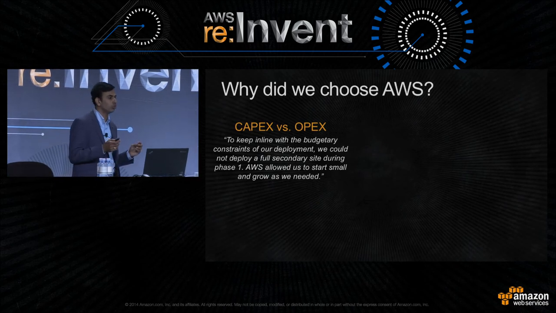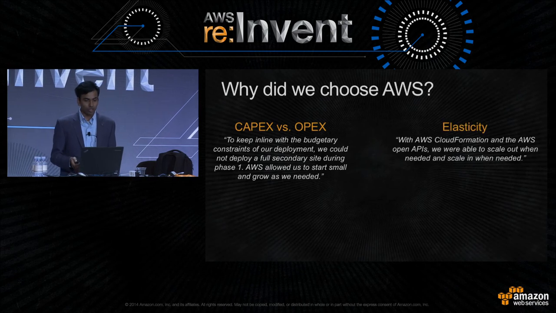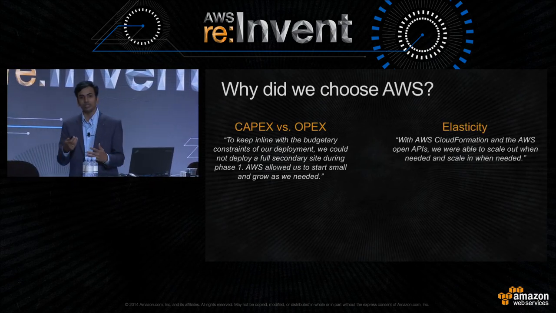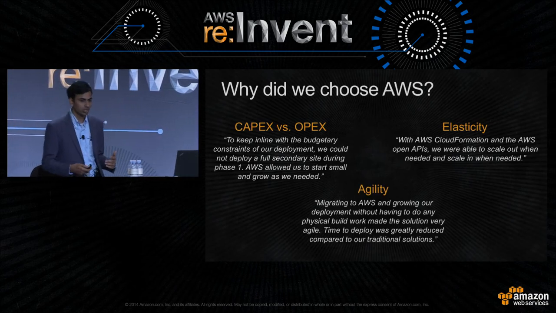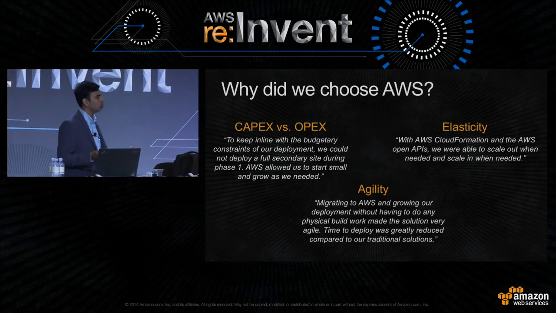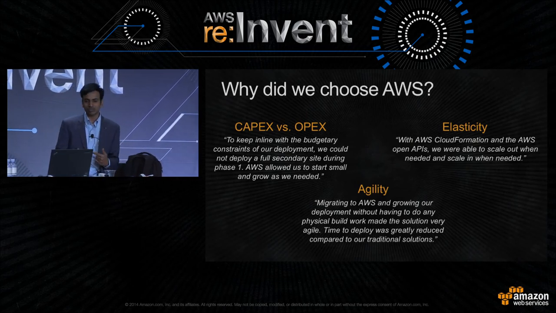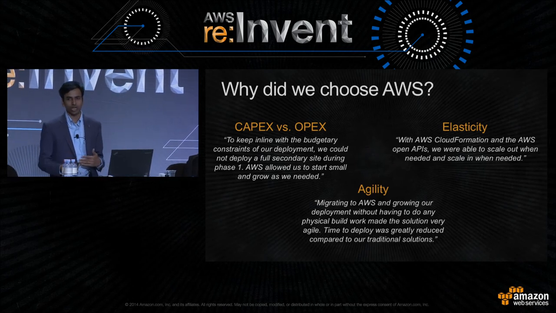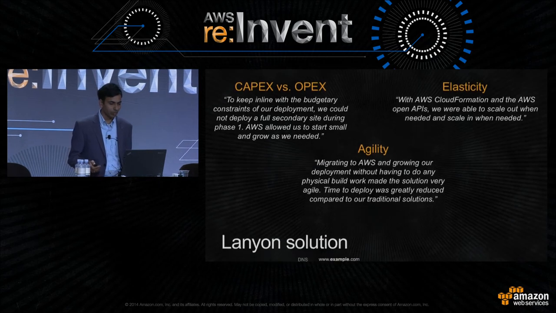We wanted to go in more of an OpEx model, lightweight. AWS was the obvious choice. It has to support elasticity. When the user's load increases, it should be able to handle more users, so it should be easily scalable. It should make the overall solution agile and let the team move things quicker. The team should be able to deploy the overall solution a lot more quickly, with less time to market. That's one of the key requirements as well.